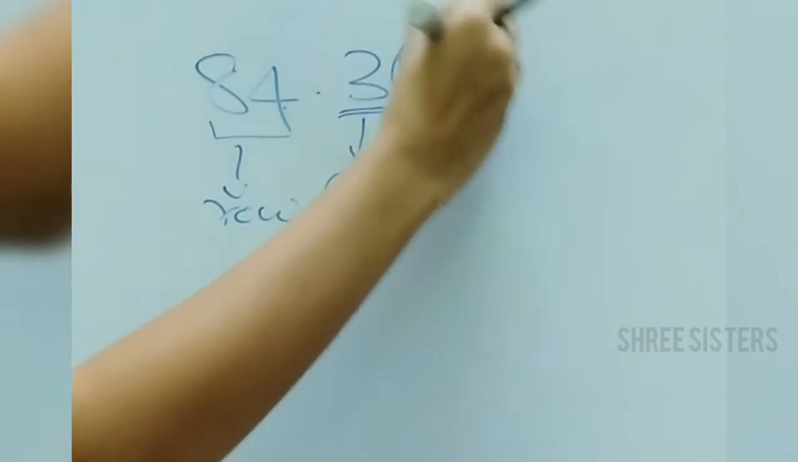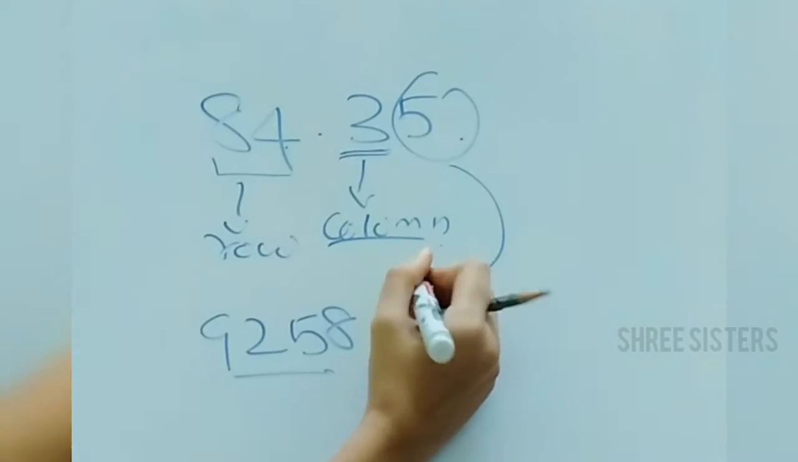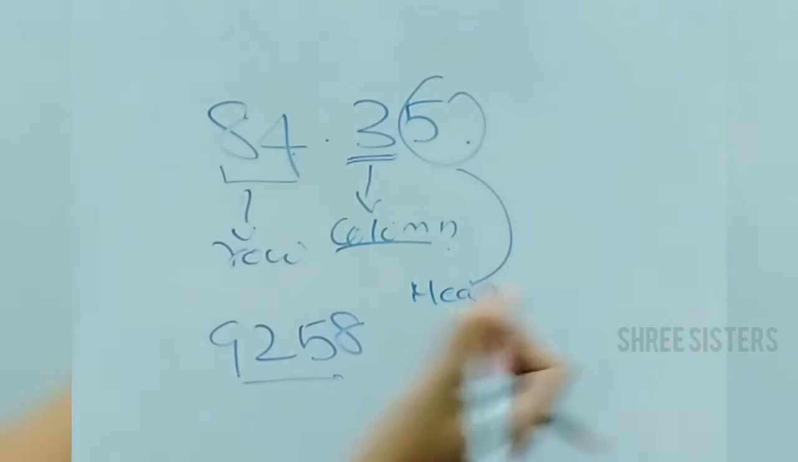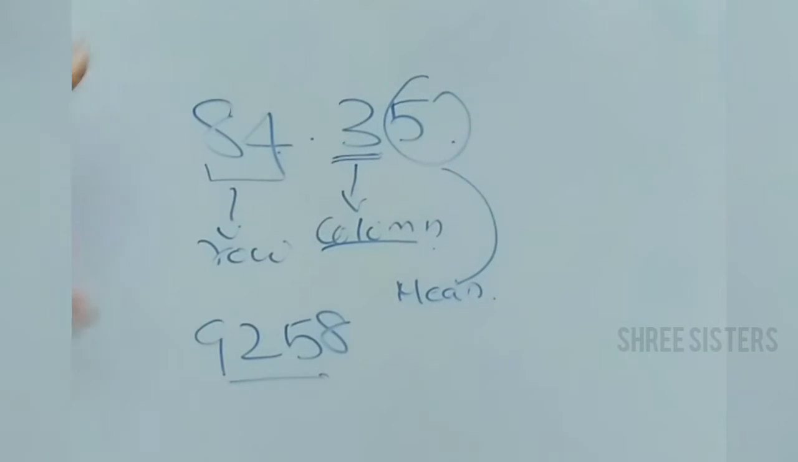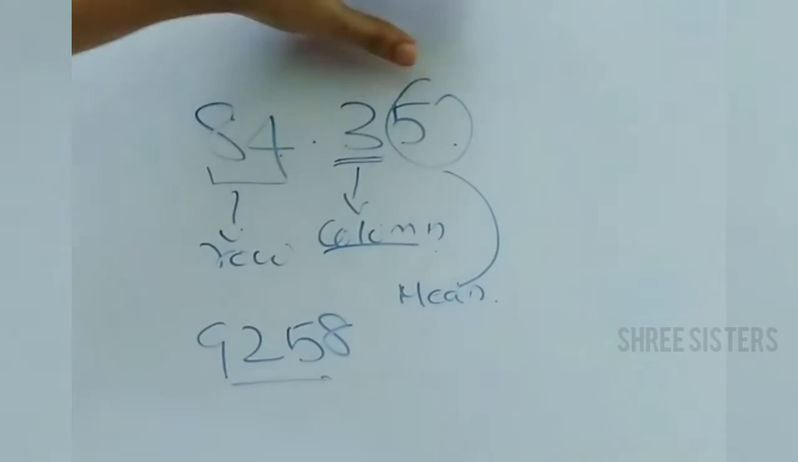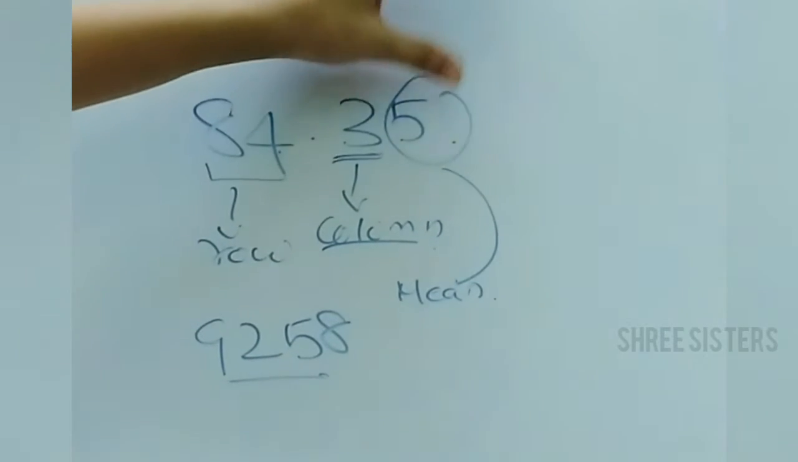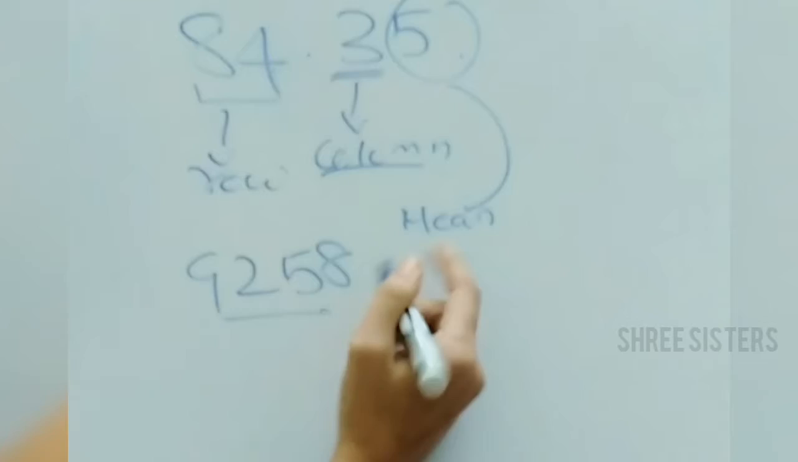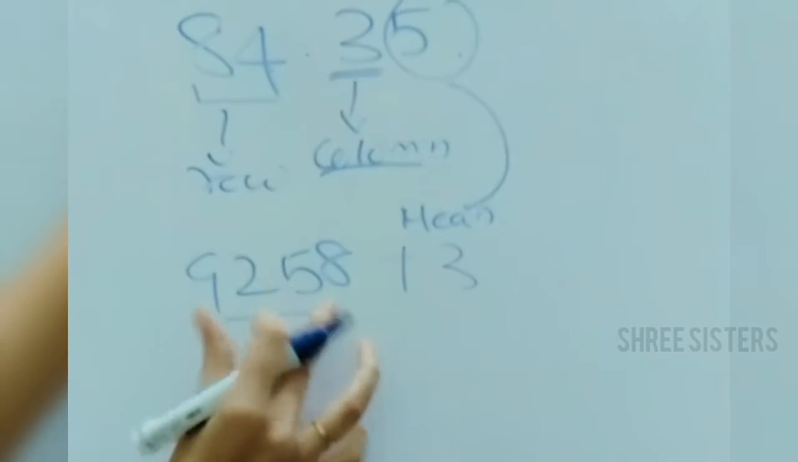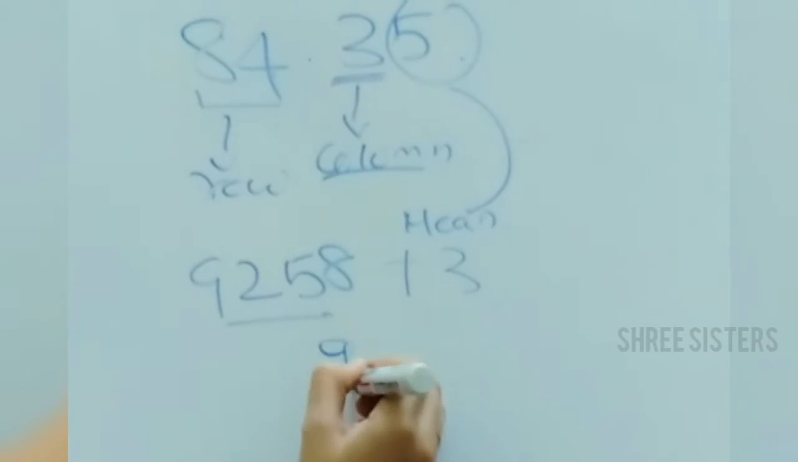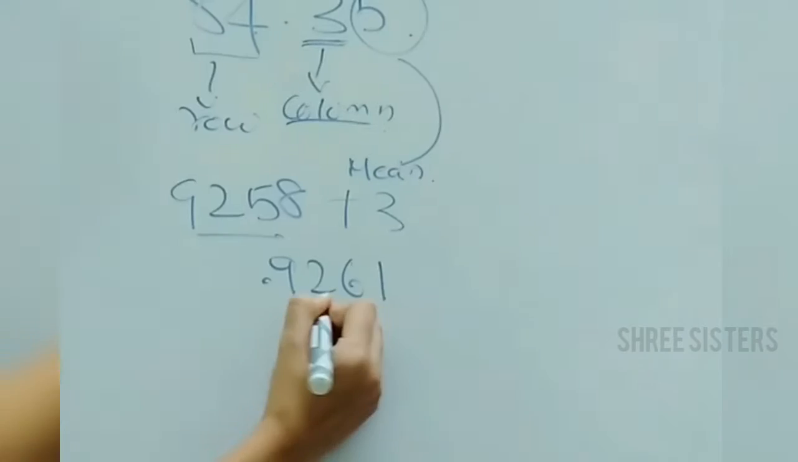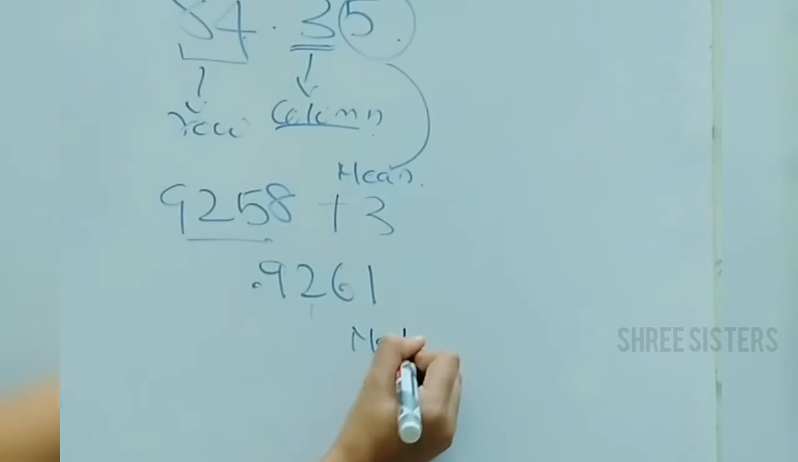Now what about the fourth digit? For the fourth digit, we have to see the mean difference. The row will be the same, the 84th row, and we should see the mean difference column for 5. The mean difference column for this 5 is 3. So we have to add 3 to this. After adding 3 to 9258, we get the answer 9261. So this will be the mantissa part of our answer.